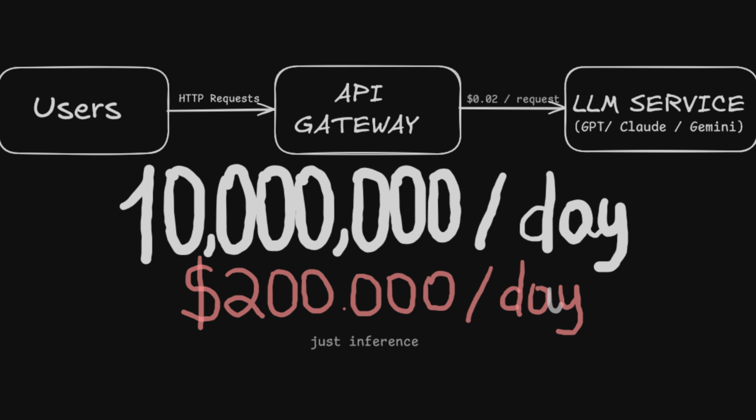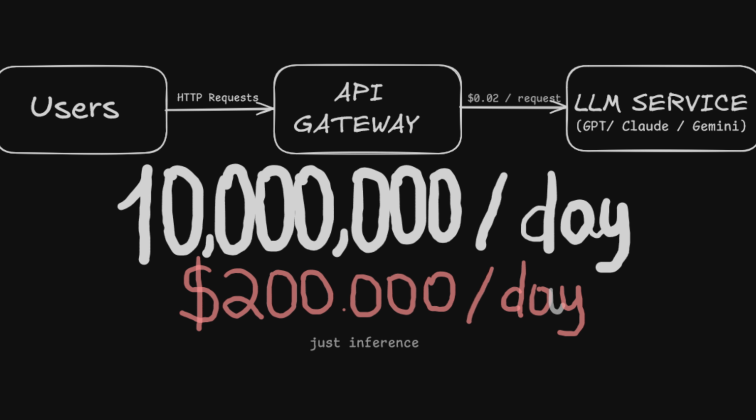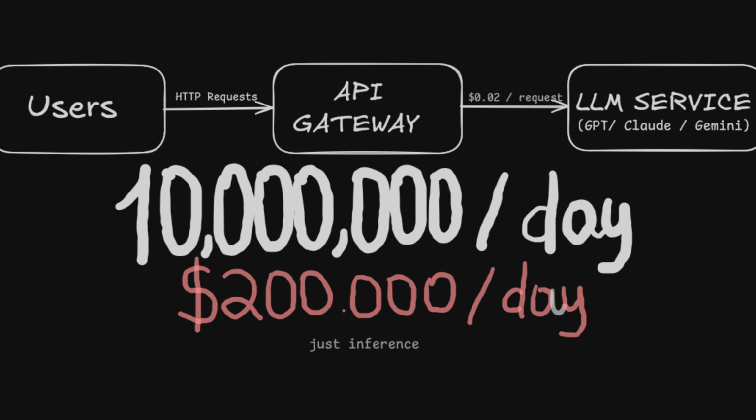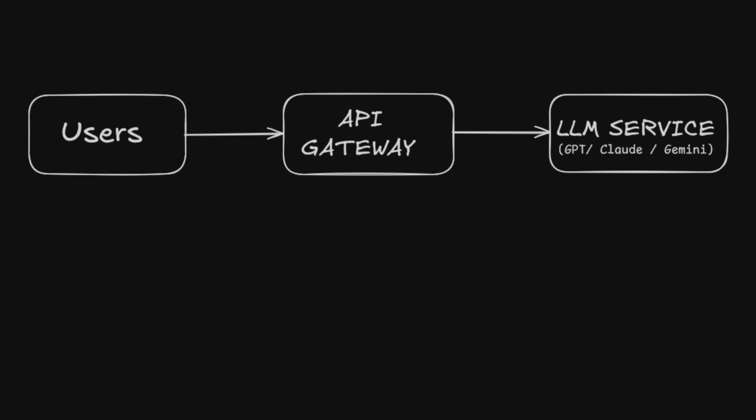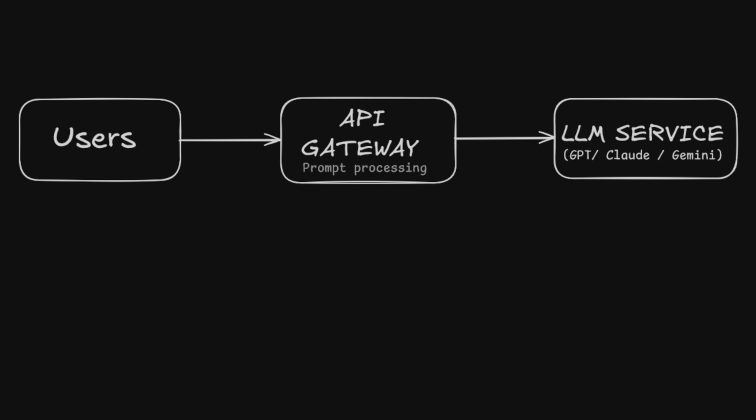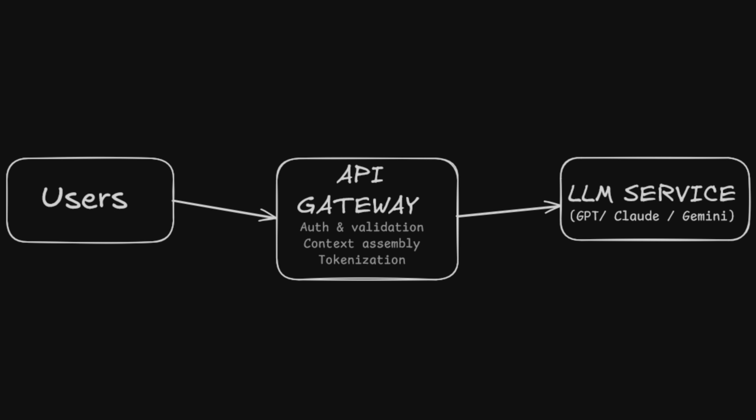And most teams look at this and think, okay, we understand the cost. But this diagram is lying to you. Most teams think this system is simple. A user sends a request. The request goes through an API gateway. The model responds, and you pay per request. That mental model feels clean, predictable, comforting, but it's also dangerously incomplete.